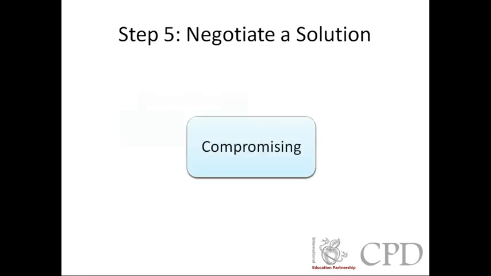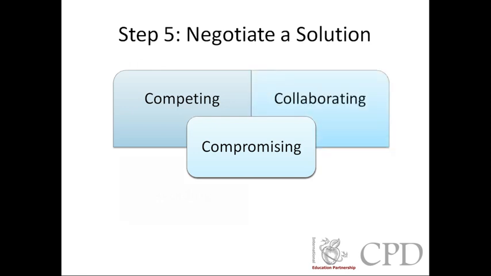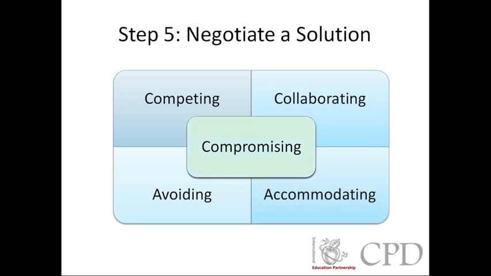Step 5 is negotiating a solution, and by this stage the problem might have been resolved already. Both sides hopefully have a better understanding of one another's positions and a mutually satisfactory solution may be clear. However, you may also have uncovered real differences between your positions, and this is where the conflict management styles that we just looked at come in, particularly compromising, which hopefully will produce a win-win situation.